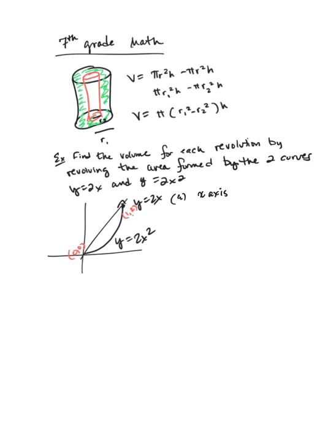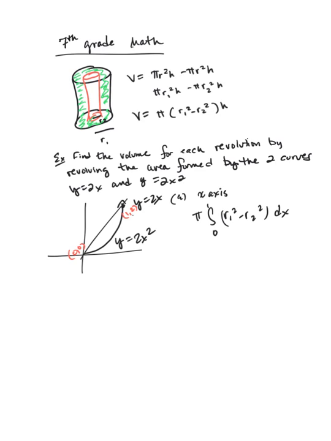So the key is there's going to be two radii, right? So we're going to have pi times the integral of r1 squared minus r2 squared times dh, which is going to be dx, right? So, and what is x going from? 0 to 1. Okay, kids.